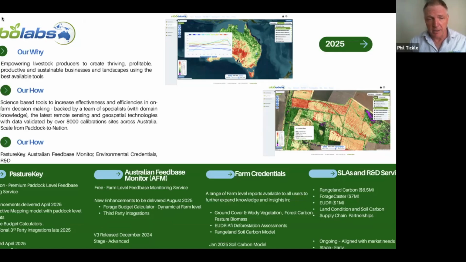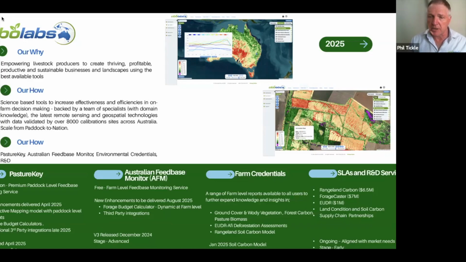So we've got a team of highly skilled specialists with domain knowledge. Our entire team have backgrounds in agricultural and environmental science as well as data science. And we've got a suite of services that we've developed over the last 8 years to really help producers and support them in their grazing management decisions.